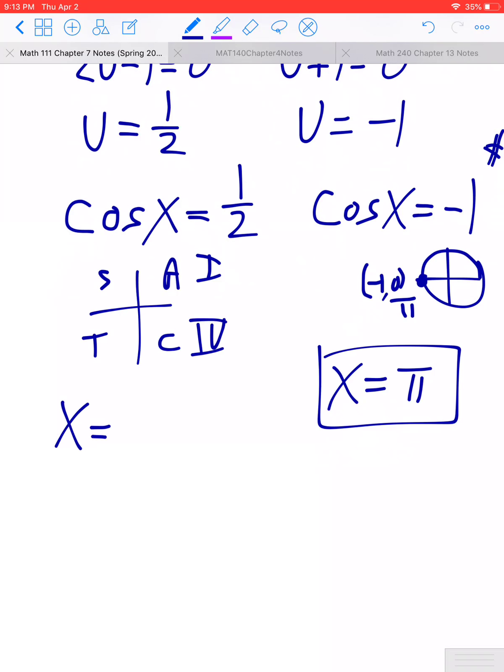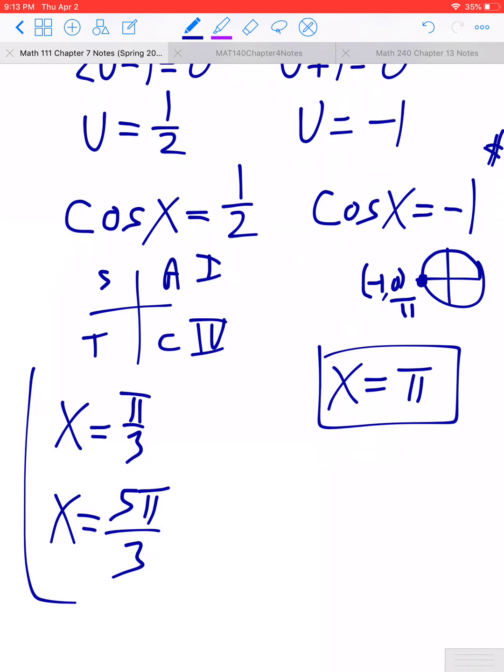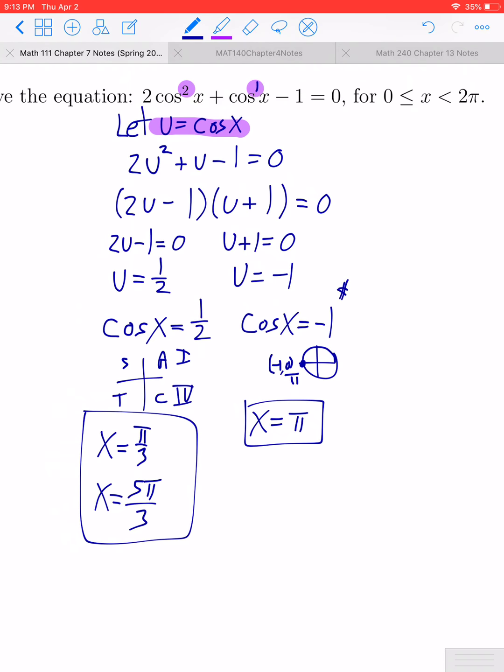We should know from our knowledge of the unit circle that the angle in quadrant 1, in which the cosine of x is equal to positive 1/2, should be pi over 3. And the solution in quadrant 4 should be the angle whose first quadrant reference angle is pi over 3, and that's going to be 5 pi over 3. Okay. So altogether, this equation has three solutions. The solutions are pi over 3, pi, and 5 pi over 3.